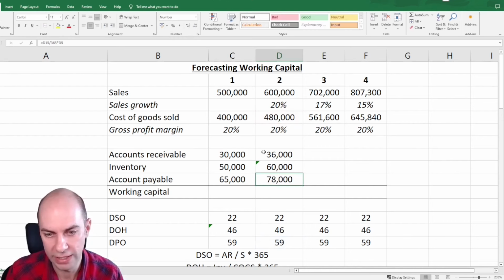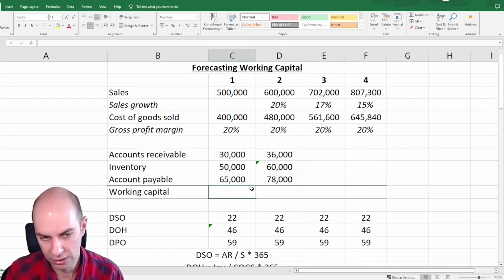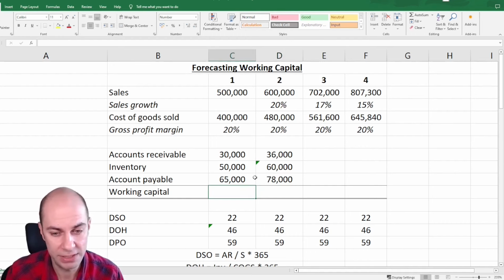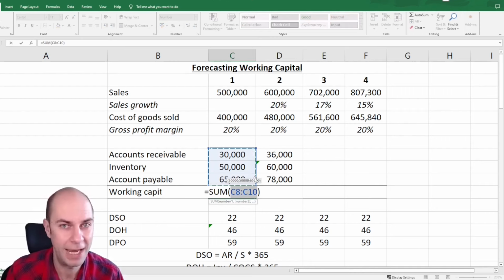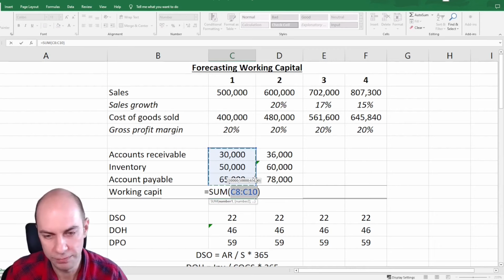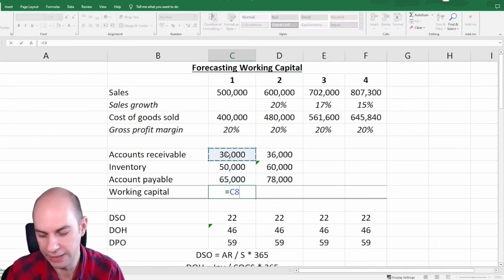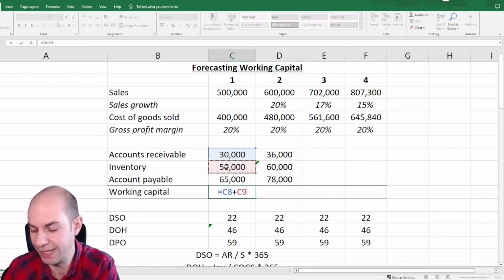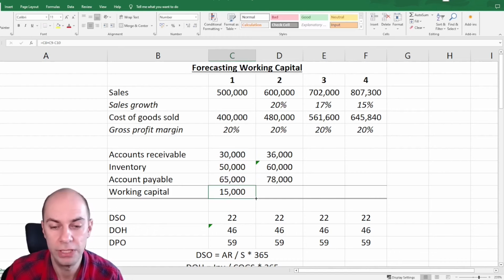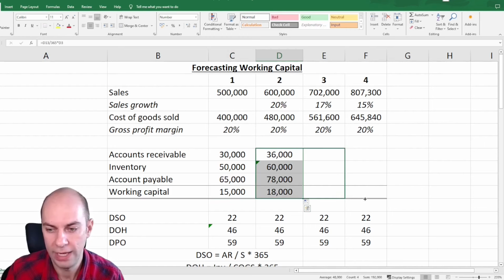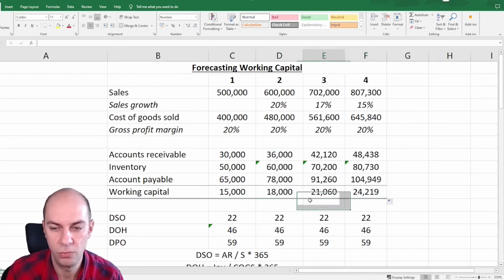Now, one other thing that I want to do here in the next line is actually calculate the working capital. And here, some analysts may make a mistake. Some analysts may just use the sum function here. But remember, accounts payable is a liability, so that would be incorrect. You should be adding receivables and inventory, but actually subtracting accounts payable. So there's my working capital in year 1, and that's grown to 18 in year 2. And if you keep dragging, you can see your working capital for years 3 and 4.